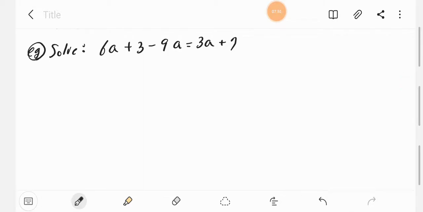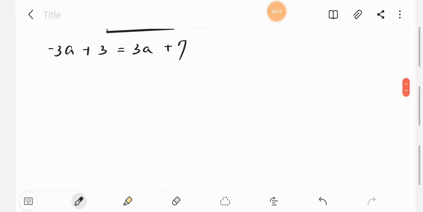As you see, there are three variable terms. There are two variable terms on the left, 6a and minus 9a. One is on the right, 3a. So in this case, why don't we simplify the left-hand side? Simplify means combine the like terms. So 6a minus 9a is what? Negative 3a, isn't it? Negative 3a plus 3 is equal to 3a plus 7.